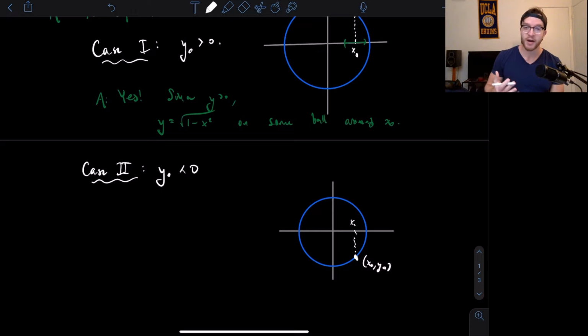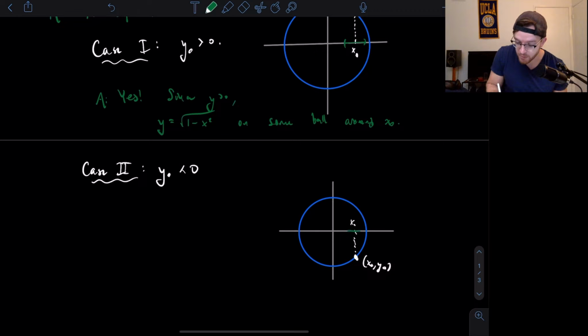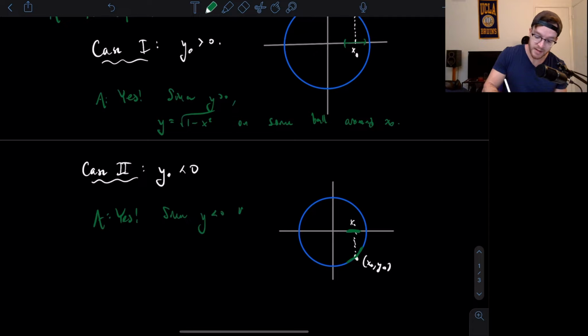and because y is strictly negative, I can find some little open neighborhood of this point x naught such that the curve nearby my point x naught, y naught is described as the graph of a function. And in this case, the answer is yes again. Since y is negative near y naught, when I solve for y in terms of x, I'm going to get the negative square root instead of the positive square root.